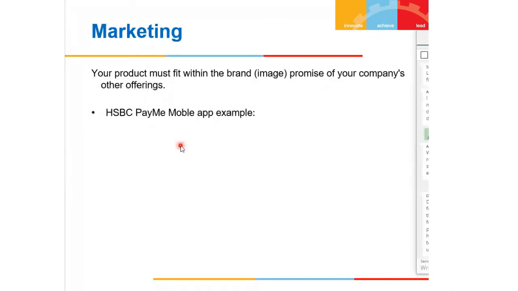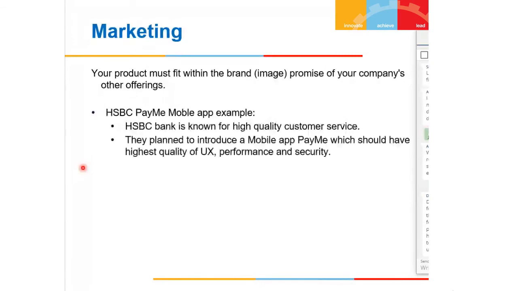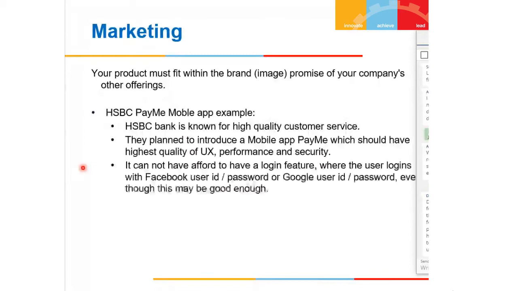This app helps them share the money or pay the money to the person who paid the bill. So it was a mobile app developed by HSBC, and it also has a payment banking facility built into it. Here, the situation was that HSBC is known for high quality customer service, and they planned to introduce a mobile app which should have the highest quality of user experience, performance, and security, because it's a banking application.